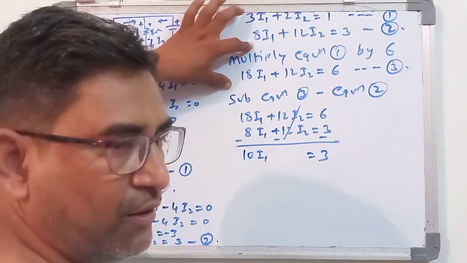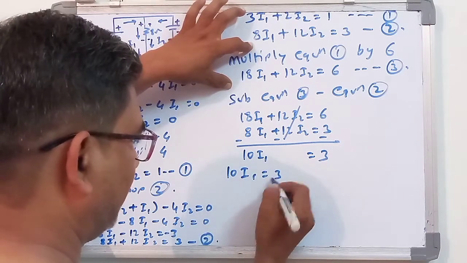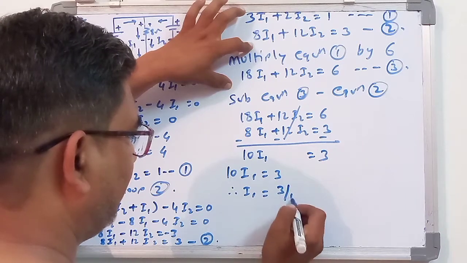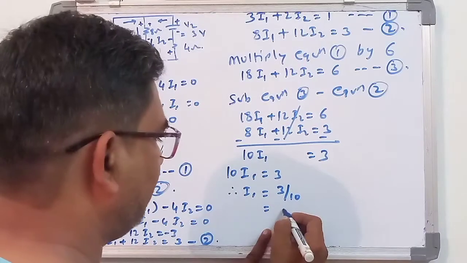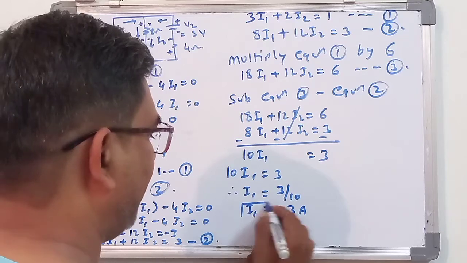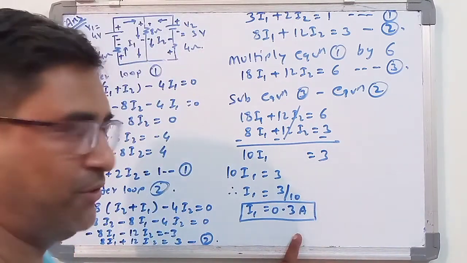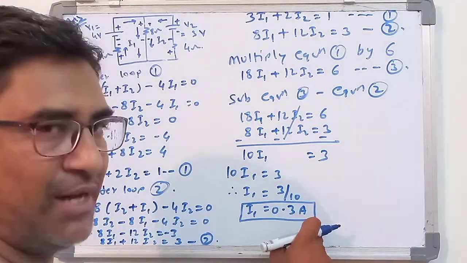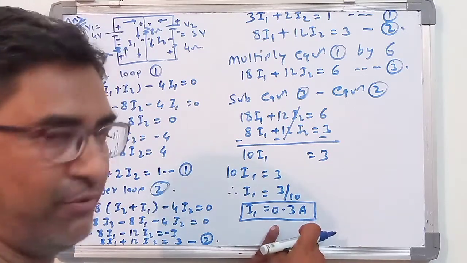Now it is very simple, students. 10 I1 is equal to 3. Therefore I1 is equal to 3 by 10. What will be the answer you get? I1 is equal to 0.3 ampere. In a bracket you just mark it out. In your examination also you have to mark a block like this, so that this answer gets highlighted. Okay students, now you have got the I1 value.